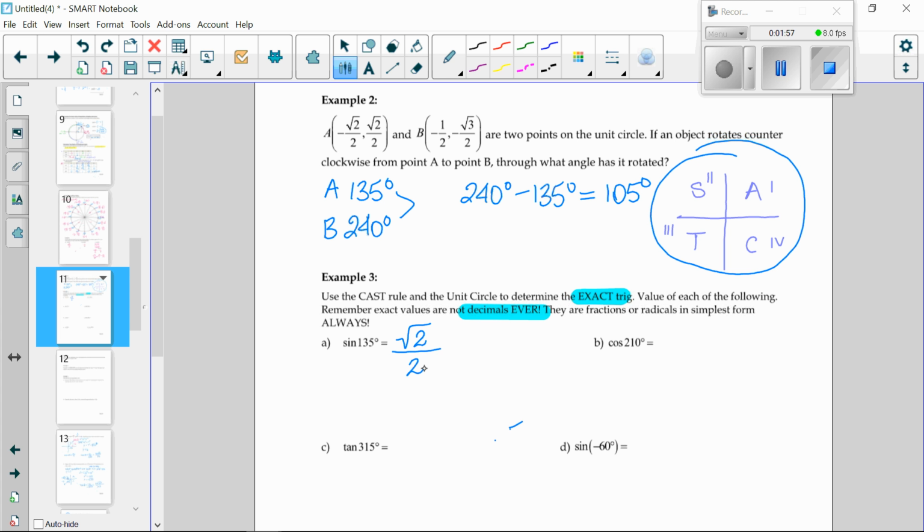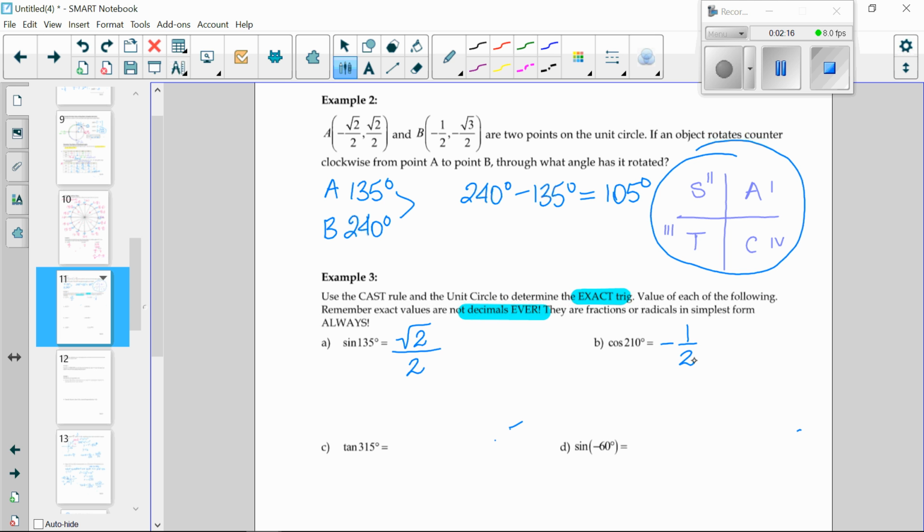Next, cos 210. Take a look at your unit circle, find cos 210. It's going to fall in quadrant number 3. That means cos is negative. That means our ratio is negative 1 over 2.